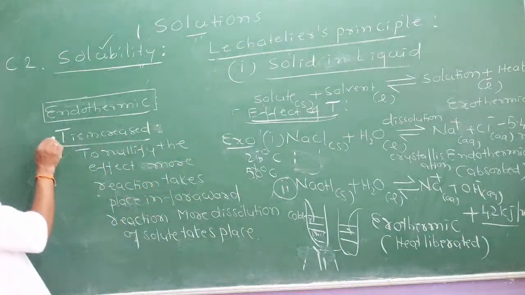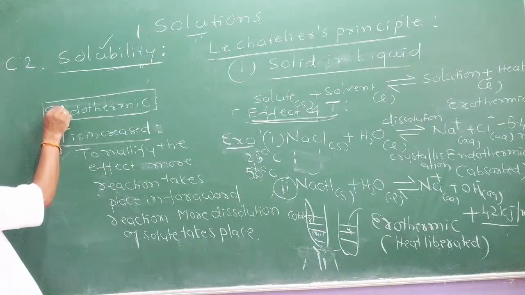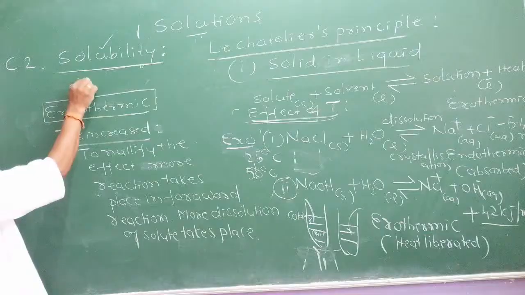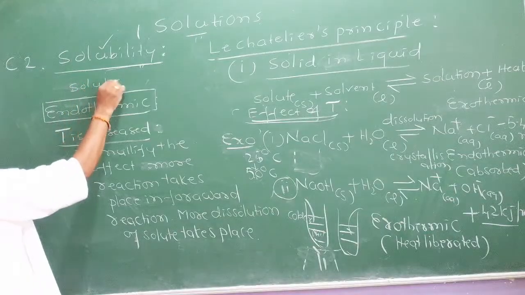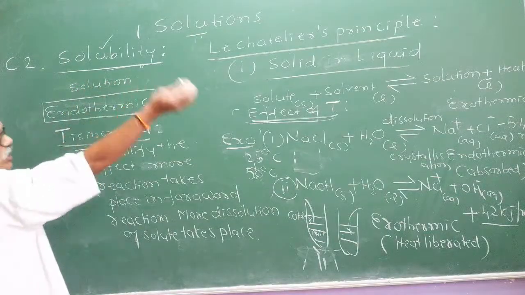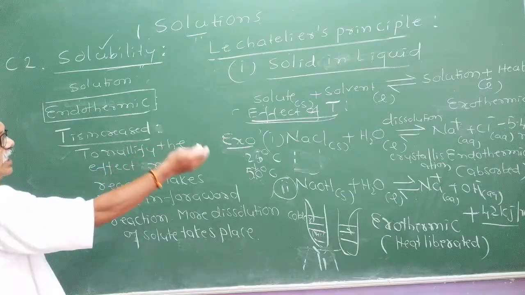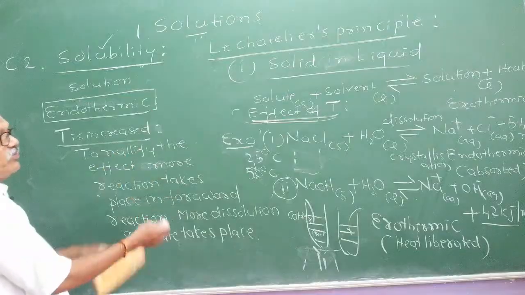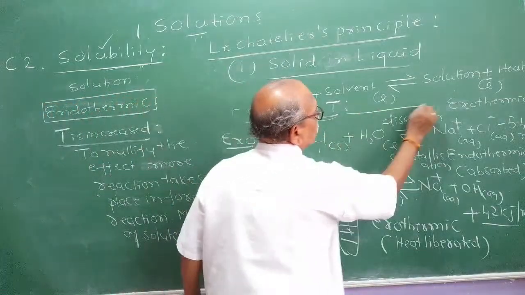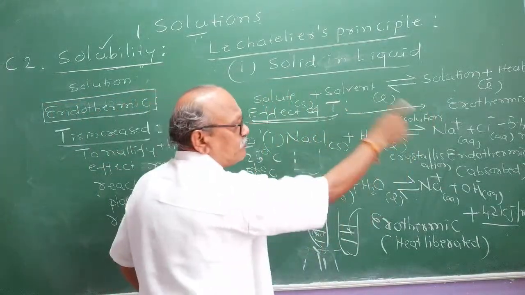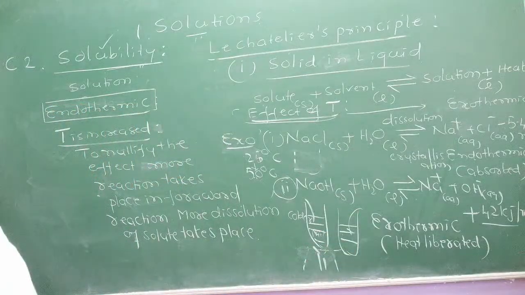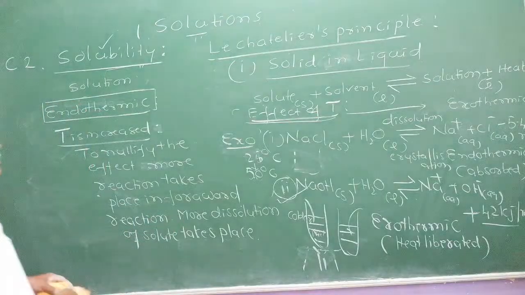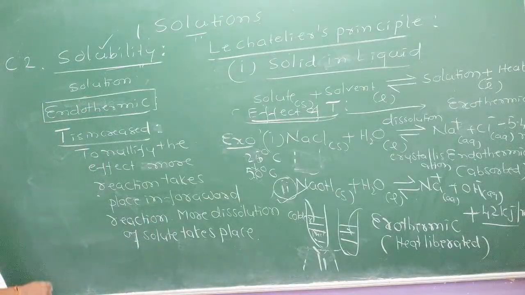Right. Means effect of temperature is, if the dissolution, or the forward reaction of the solution is endothermic, like sodium chloride in water is endothermic, then if you increase the temperature, more dissolution takes place and equilibrium will shift to the right. In the second case, if the reaction is exothermic, what do you expect?